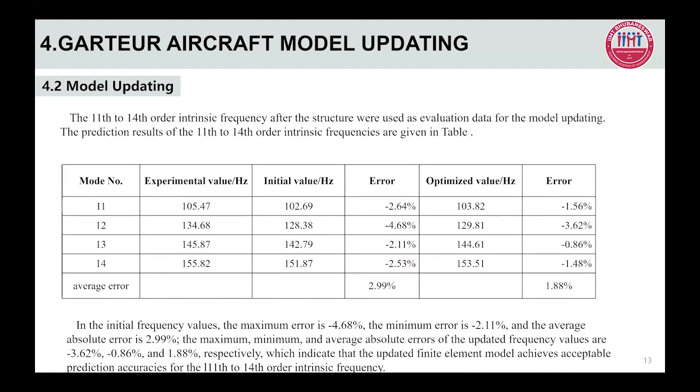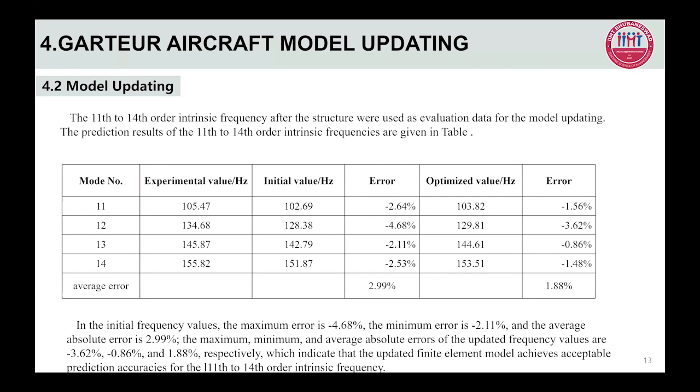The 11th to 14th order intrinsic frequencies after the structure were used as evolution data for the model updating. The prediction results of the 11th to 14th order intrinsic frequencies are given in the table. In the initial frequency values, the maximum error is negative 4.68%. The minimal error is negative 2.11%, and the average absolute error is 2.99%.